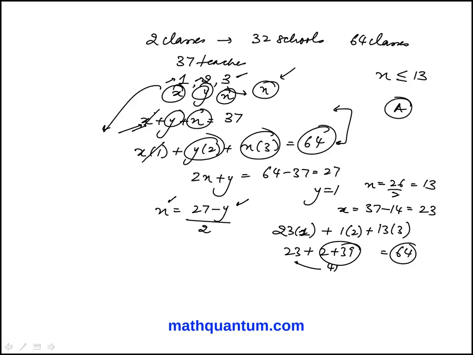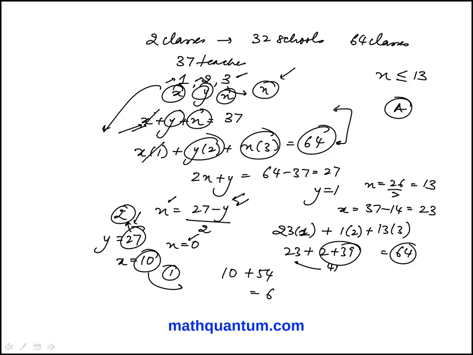But for completion, let me just also do the least possible value, and that would be when y is 27. In that case, n would be 0. But let's check. In that case, x would be 10. So 10 teachers teach 1 class, 27 teach 2 classes, and none teach 3. So this would be 10 classes, 27 times 2 is 54. If you add them, indeed it adds up to 64 classes. So n is between 0 and 13. So the answer is choice A.